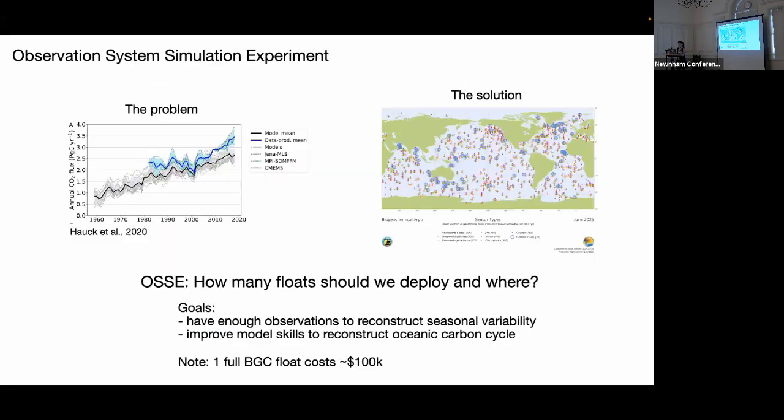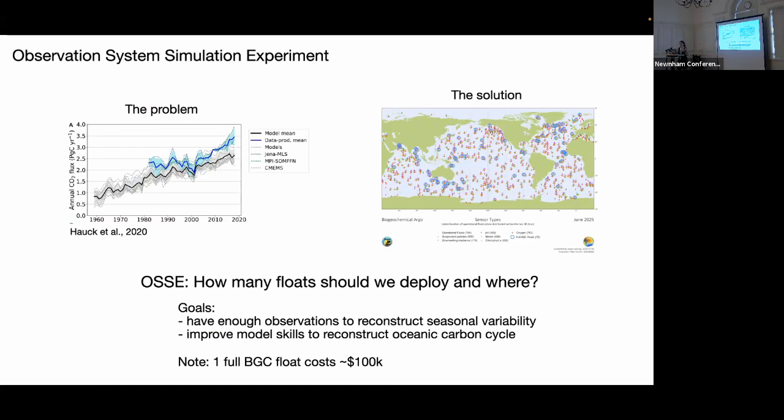Right, so the problem, as we were saying, is that we really don't have enough observations to fully capture the seasonal cycle or interannual variability, and that leads to a big mismatch with the model, for example, in its ability to reconstruct the oceanic carbon cycle.